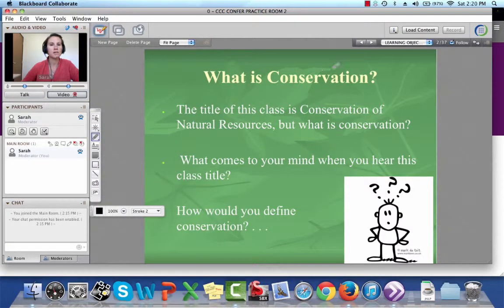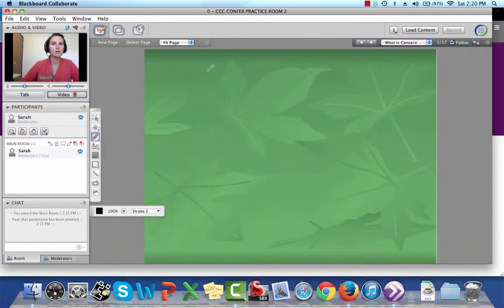All right, so the title of this class, Conservation of Natural Resources, but what does that mean? A lot of us hear conservation, but I'm not sure that we all could actually define it if we were asked to. So how should we define conservation? Well, that's one of the first terms that you need to know for this class. So, conservation.